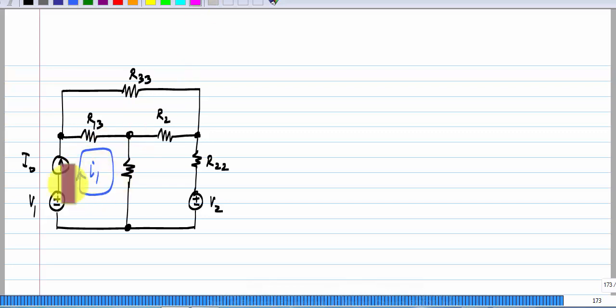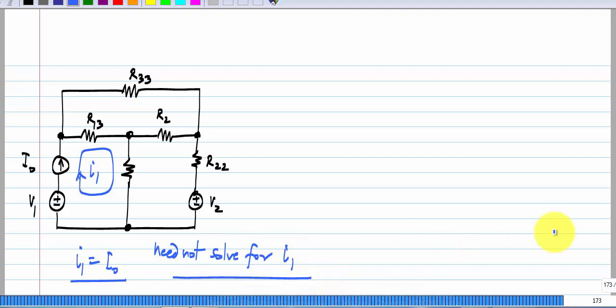You know that the current through this branch is the mesh current I1, and that has to be equal to I0 because of the independent current source. So this straight away gives you I1 equals I0, and you don't even have to solve for I1. Okay. Now this is analogous to nodal analysis.